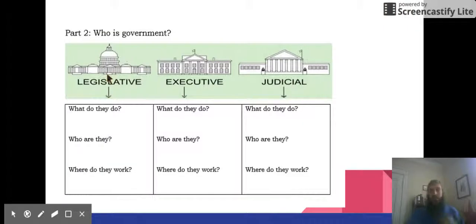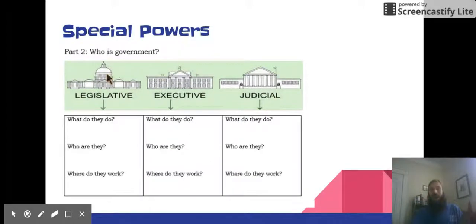Now, these are the different branches of government. You know a little bit about what their jobs are and what they do. Now we need to talk a little bit about special powers, because we haven't talked about how these people get their jobs and how these people do their jobs. And one special power that we're going to talk about is one of the powers in the executive branch. That's the president and the governor.